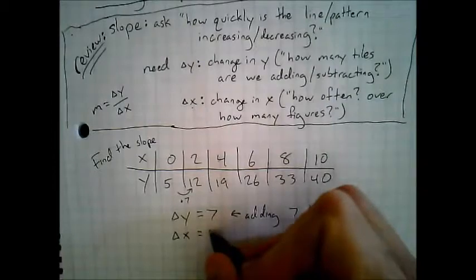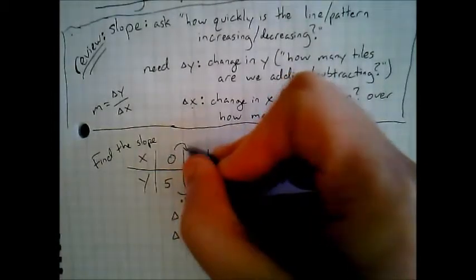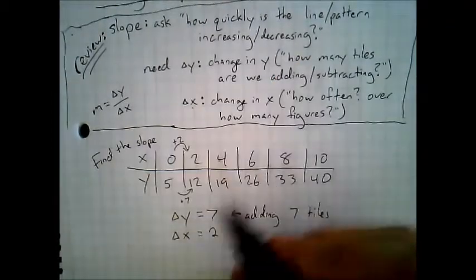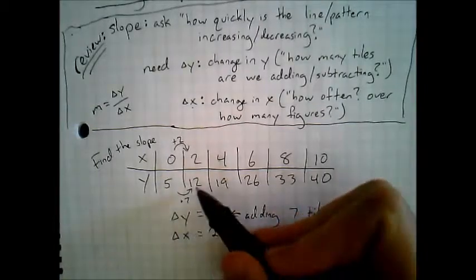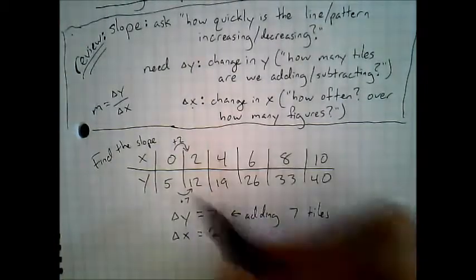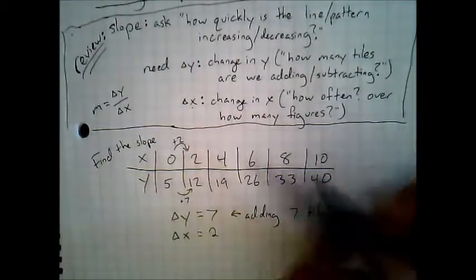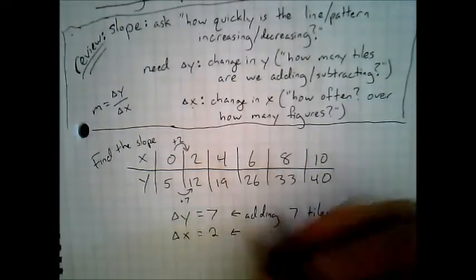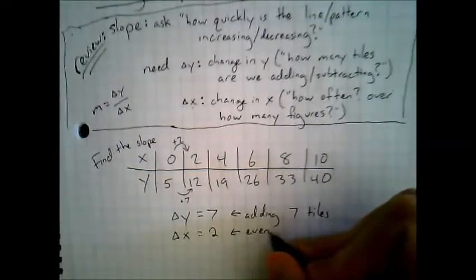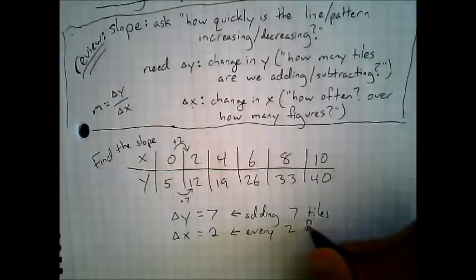So our delta x equals 2, because we're counting by 2 figures. So we added 7 tiles every 2 figures, and we added another 7 tiles over the next 2 figures. So that's what this delta x equals 2 means. We're adding 7 tiles every 2 figures.